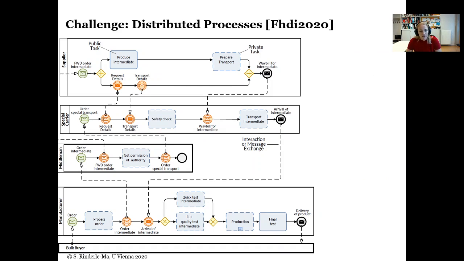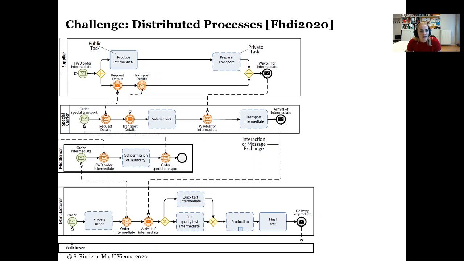The other challenge was the distributed process, and here we see a supply chain example, which is also a good match for this manufacturing domain. The distributed process means that we have several partners, for example, the supplier, special carrier, middleman, and manufacturer, and they interact with each other. All of them have a private process that they execute at their site. And parts of these processes are really private, so private tasks like prepare transport here.